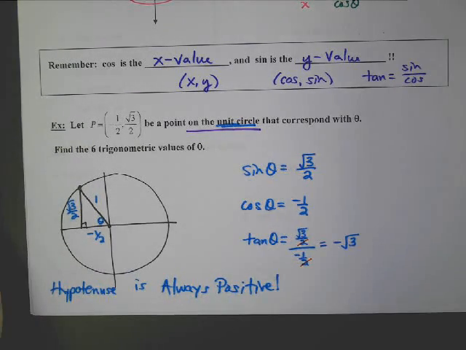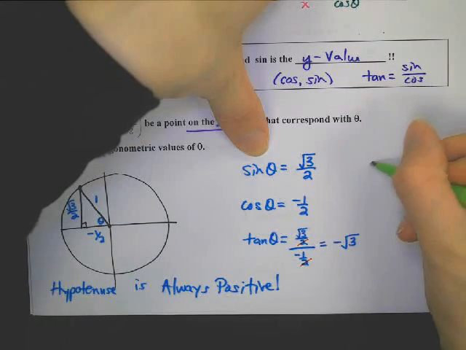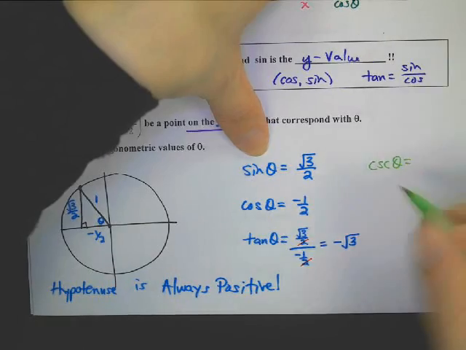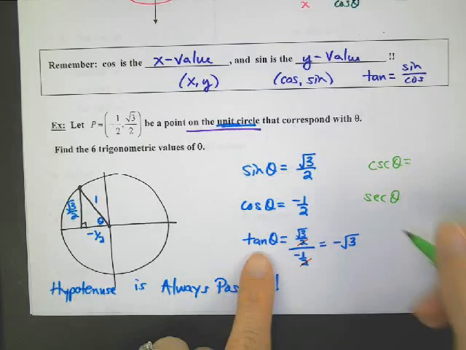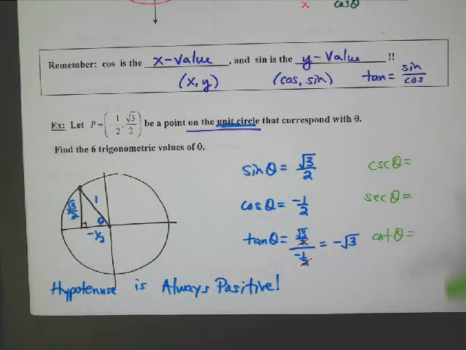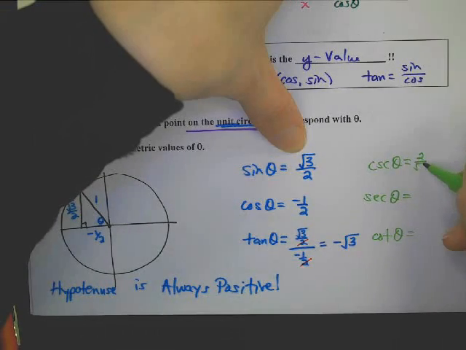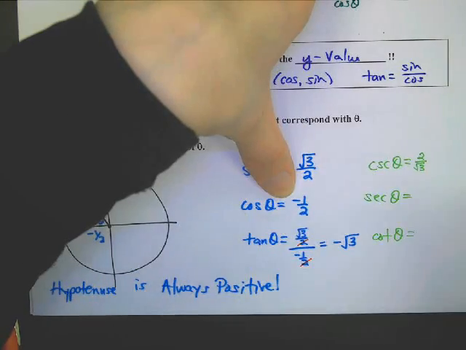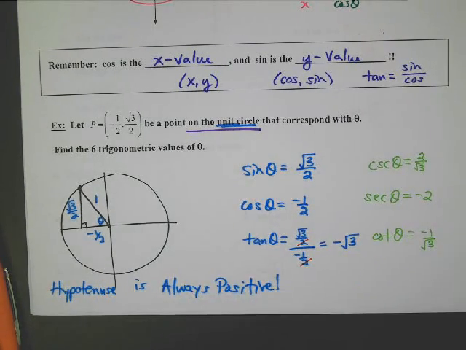All right, that's only 3 values, though. We have to find all 6 trig values. The reciprocal of sine is cosecant. Reciprocal of cosine is secant of theta, and tangent goes with cotangent. And now we're just going to flip these upside down. So we're going to flip and get 2 over radical 3. Reciprocate that one and get negative 2. Reciprocate this one and get negative 1 over radical 3. I always put the negative in the numerator.